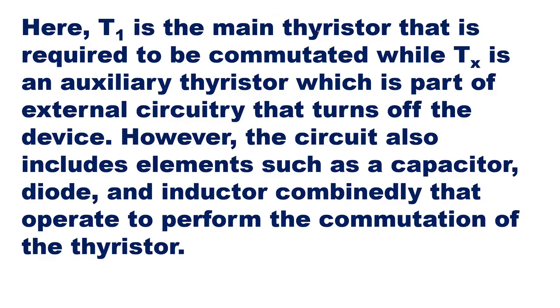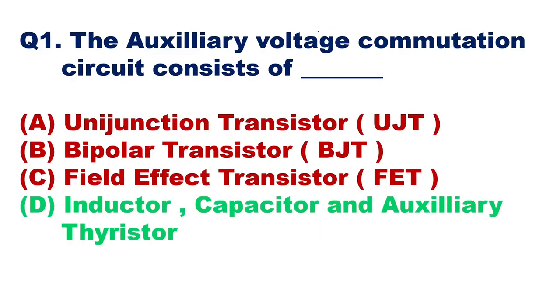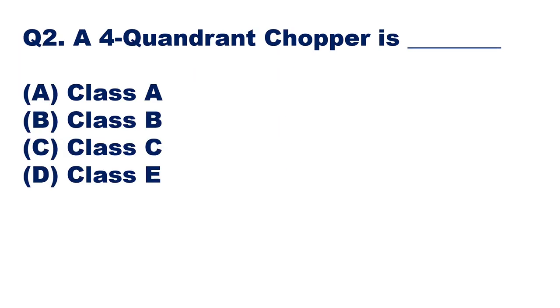So here the concept tells that T1 is the main thyristor that is required to be commutated, while TX is an auxiliary thyristor, which is a part of the external circuitry that turns off the device. However, the circuit also includes elements such as a capacitor, diode and inductor that combinedly operate to perform commutation of the main thyristor. So here we can see that for the auxiliary voltage commutation circuit consists of, option D is the right answer: inductor, capacitor and auxiliary thyristor. But then we'll go to the next question, question number 2.